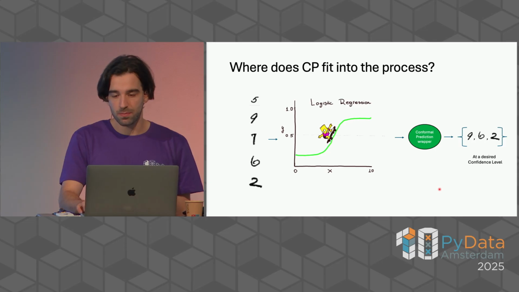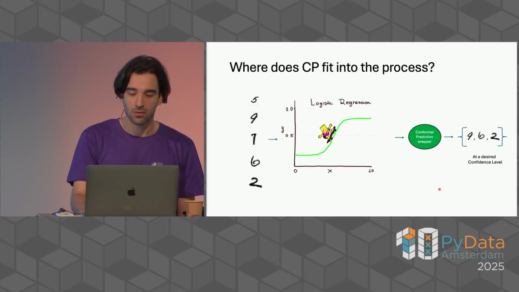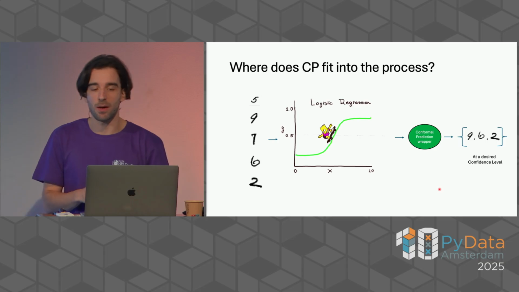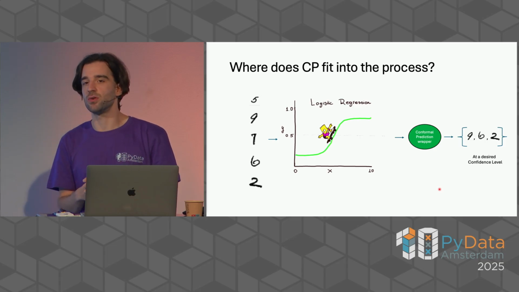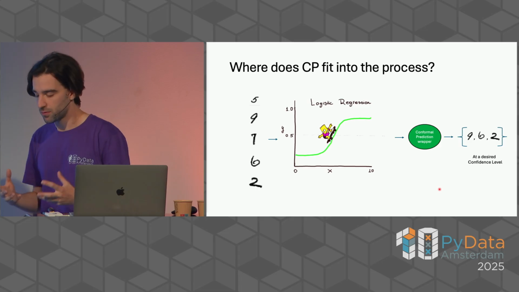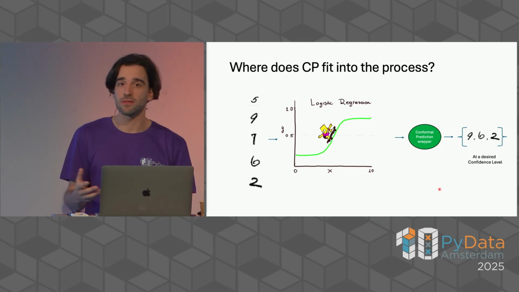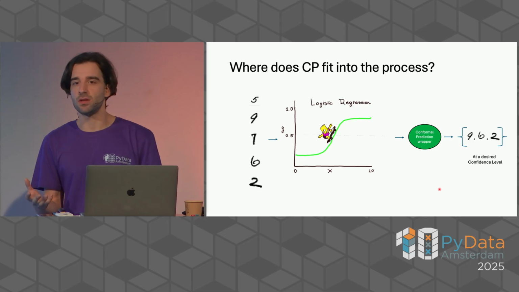I want to skip to, I jumped too soon. I want to skip to how this fits into the process diagram. I've been talking about conformal prediction and its benefits, and its guarantees, in 4 minutes, which is a lot of dense information, I can imagine. How does that fit into the process?